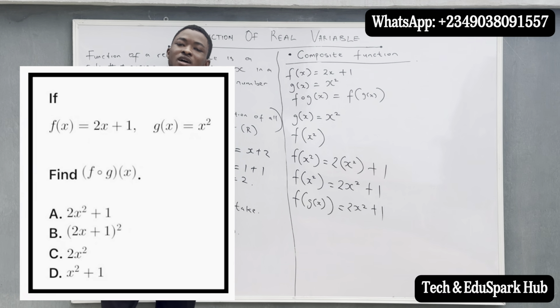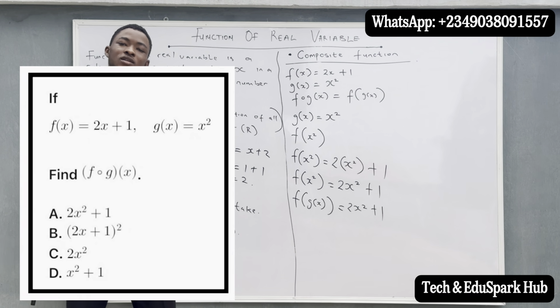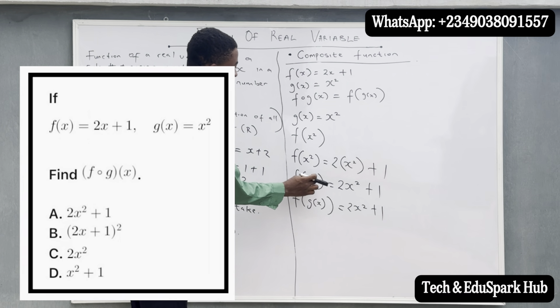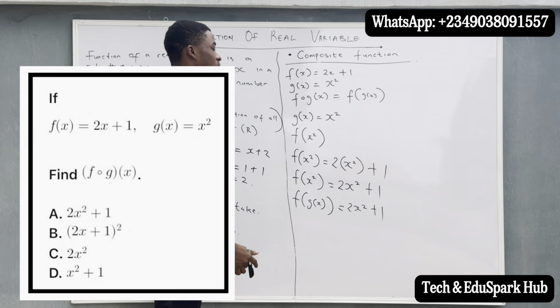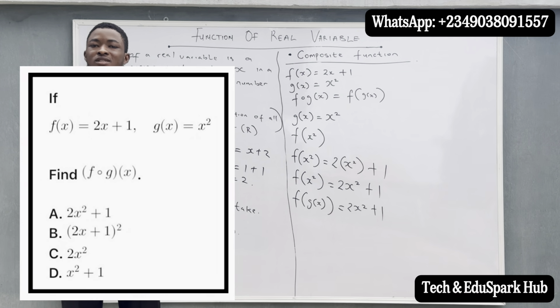Option A is correct for this kind of question. You can see that in the question displayed on the screen. So option A is correct. You can see x squared is g of x, and that is why we have f of g of x equal to 2x squared plus 1. The best way to solve is to take it step by step and dissect it so you won't mix it up together. So this is our final answer to questions of this type.